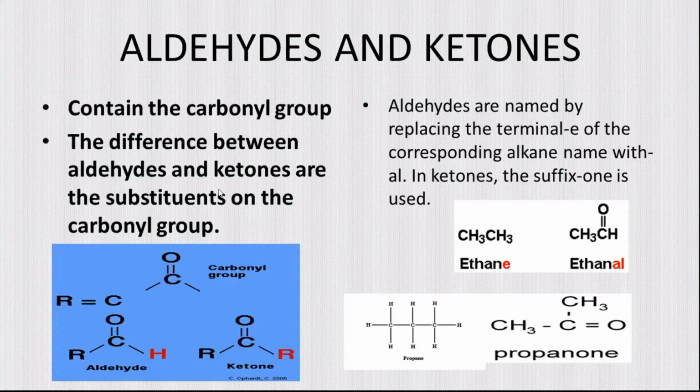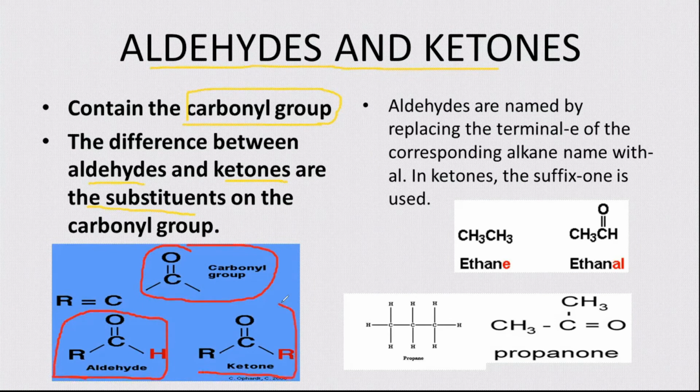Next, we have aldehydes and ketones. Aldehydes and ketones contain the carbonyl group. The difference between aldehydes and ketones is the substituent on the carbonyl group. This is the general formula of the carbonyl group. We also have aldehydes, this one, and we have ketones.